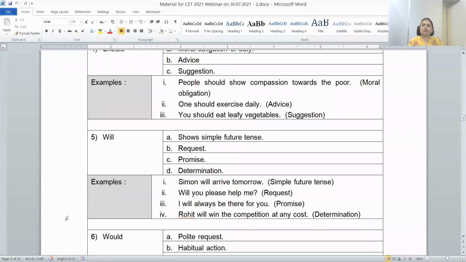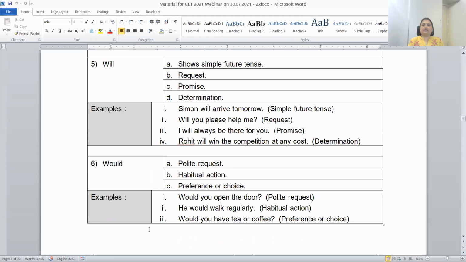So promise. Rohit will win the competition at any cost. Yes, he's so passionate and he has decided. He says he will win the competition, or somebody else is very determined, says Rohit will win the competition at any cost. So this shows determination. Would. Children, would is used to show polite request. Habitual action means something which you do as a habit. And last is preference or choice.